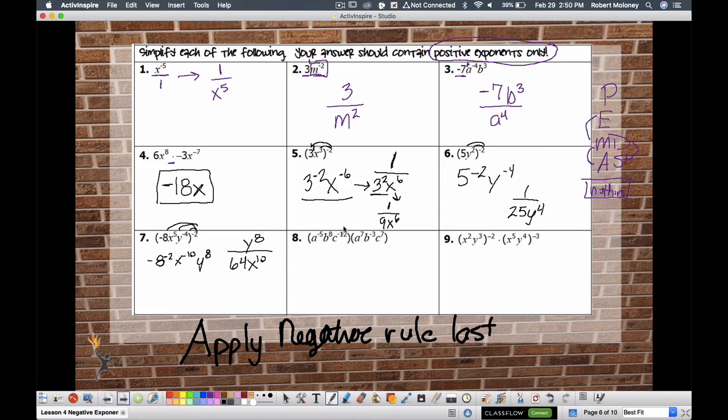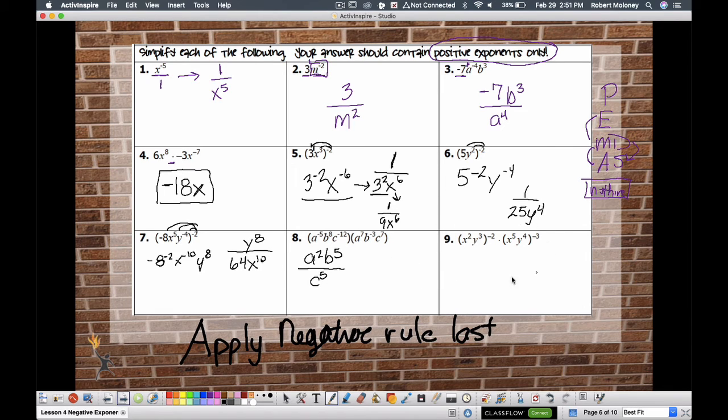Okay, let's take a look at these next two. So these are both the product rule. So this one just uses the product rule. So now I'm going to add my two numbers. Negative 5 plus 7 gives me a squared. 8 plus negative 3 gives me b to the 5th. And negative 12 plus 7 gives me c to the negative 5, which I know is just going to move it to the denominator. And there's my final answer.